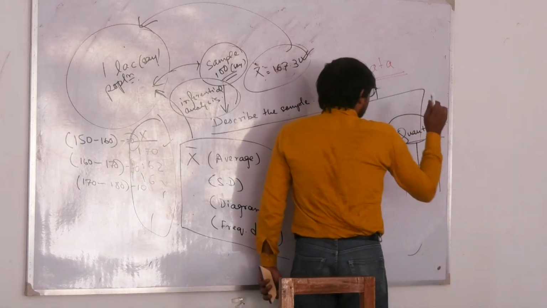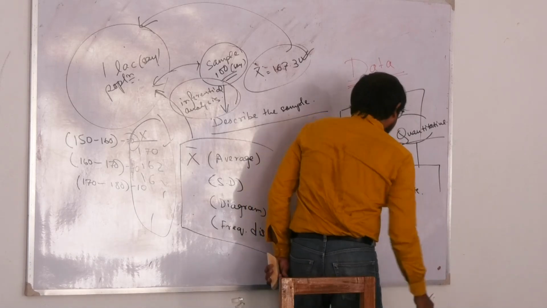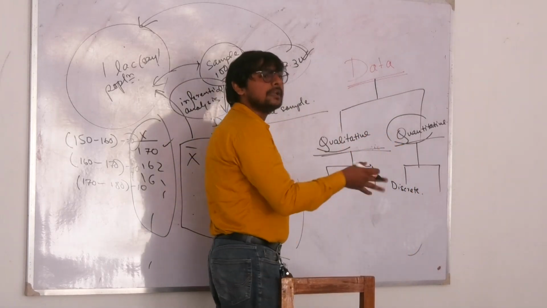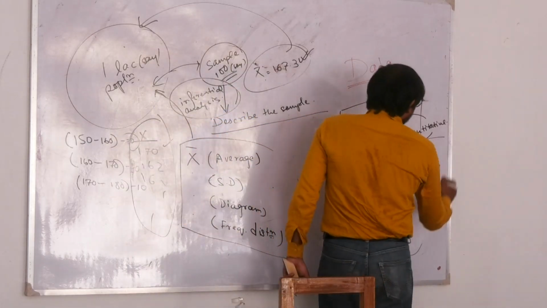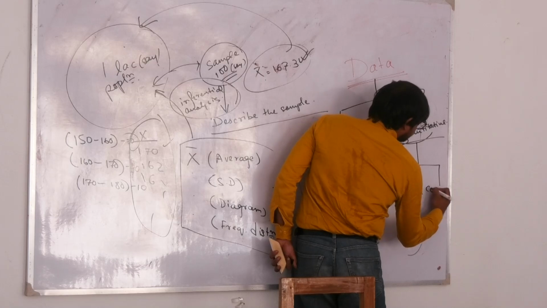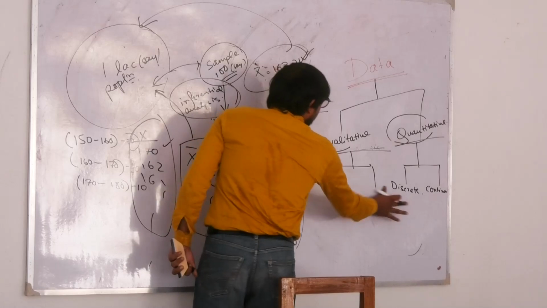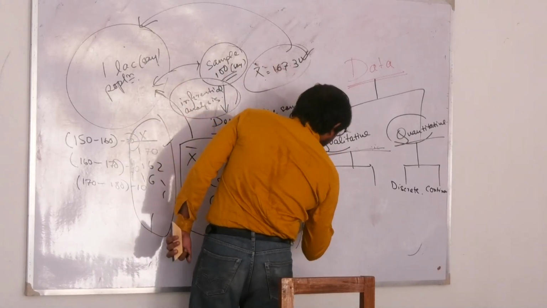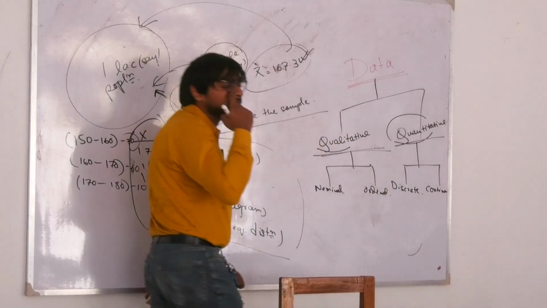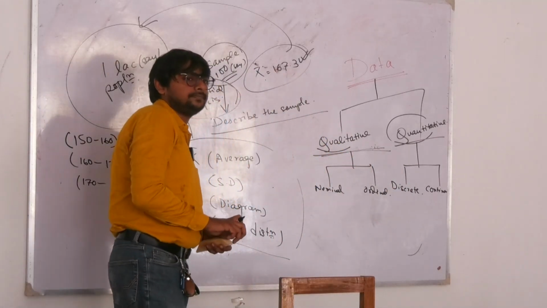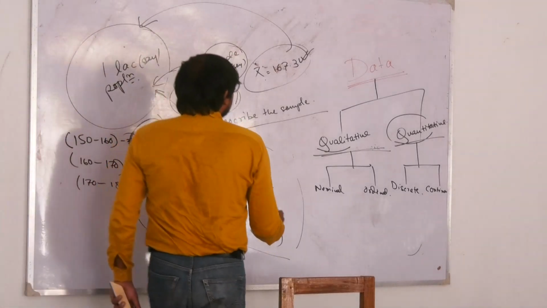Now let's dive into quantitative data first. One is discrete. What is discrete? The type of data which can take only specific values, like family size. It cannot take 4.5, right? And for continuous, what can we do? We can have any value, correct? And for qualitative, we have two types. One is nominal, one is ordinal. Understood? Now, what is nominal and ordinal?